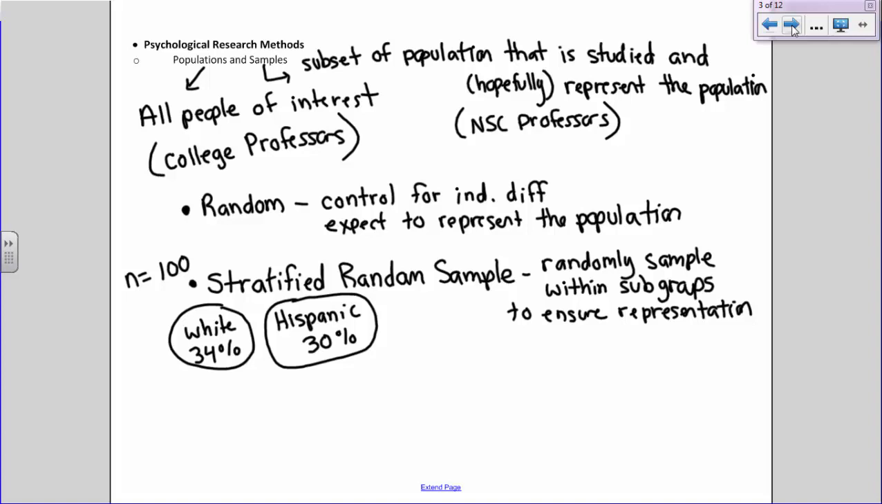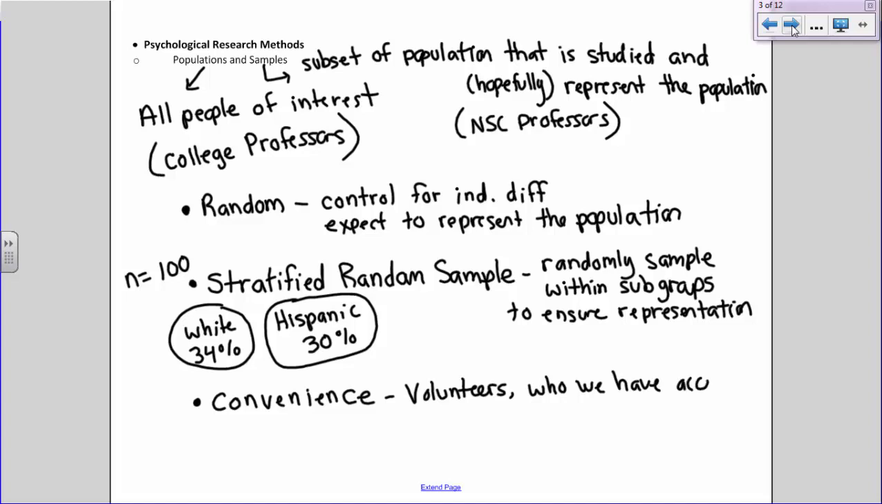So another one I want to talk about, so we've got random, stratified random, convenience. It's hard to write and spell and talk at the same time. There we go. Convenience sample is basically studying whoever is available, right? So you're thinking about volunteers, who we have access to.